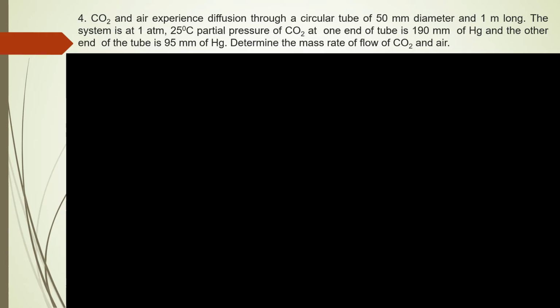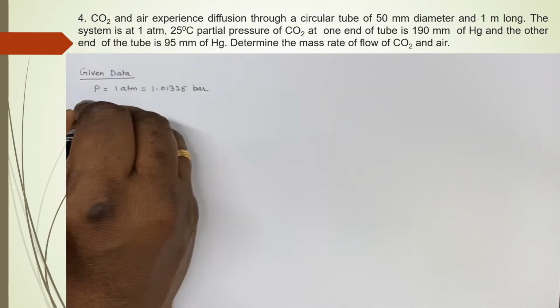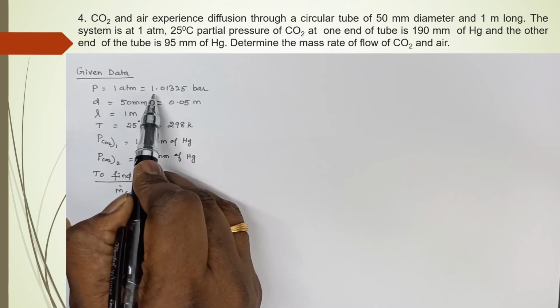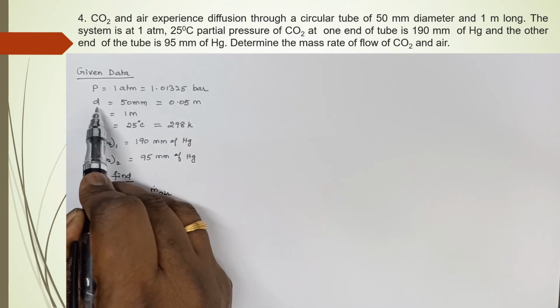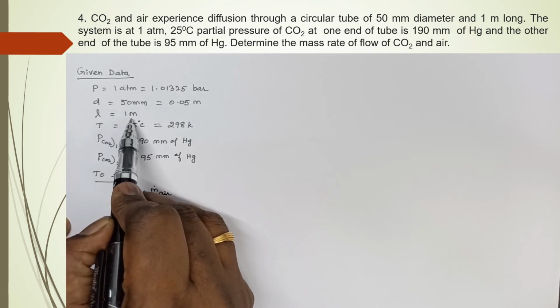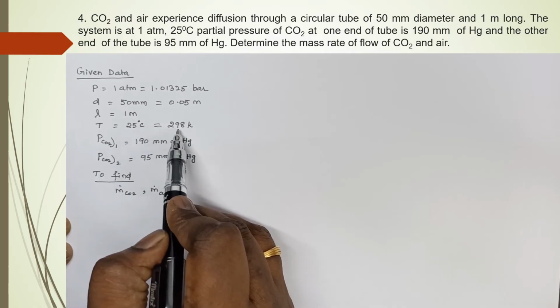So in this problem, carbon dioxide and air diffuse through a circular tube. Both the gases will diffuse, so it is an equimolar counter diffusion problem. Okay. So now we will solve that problem. The given data: the total pressure is 1 atm, which is equal to 1.01325 bar. The diameter of the tube is 50 mm, so 0.05 meter. The length of the tube is 1 meter. The temperature is 25 degrees Celsius, so plus 273, it is 298 Kelvin.